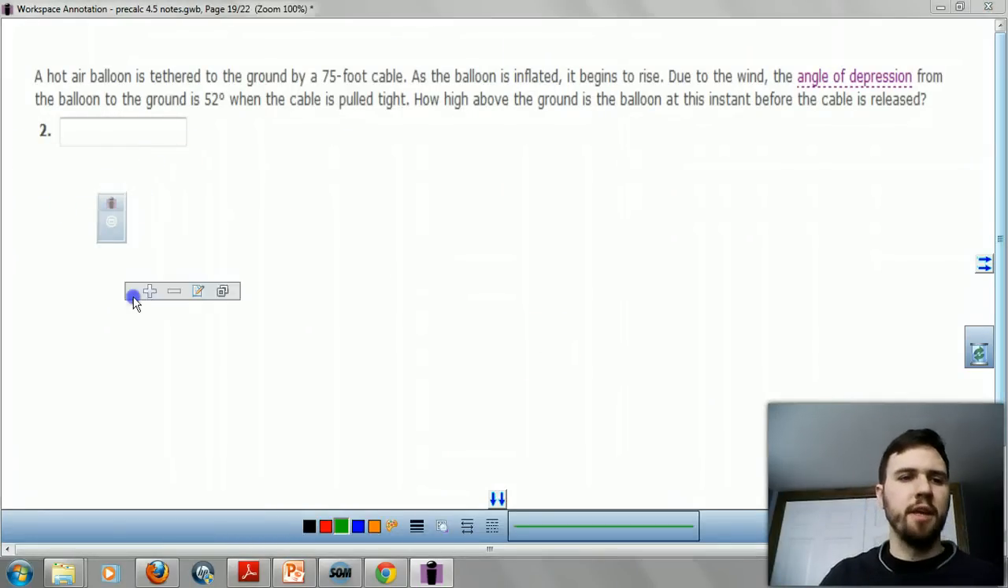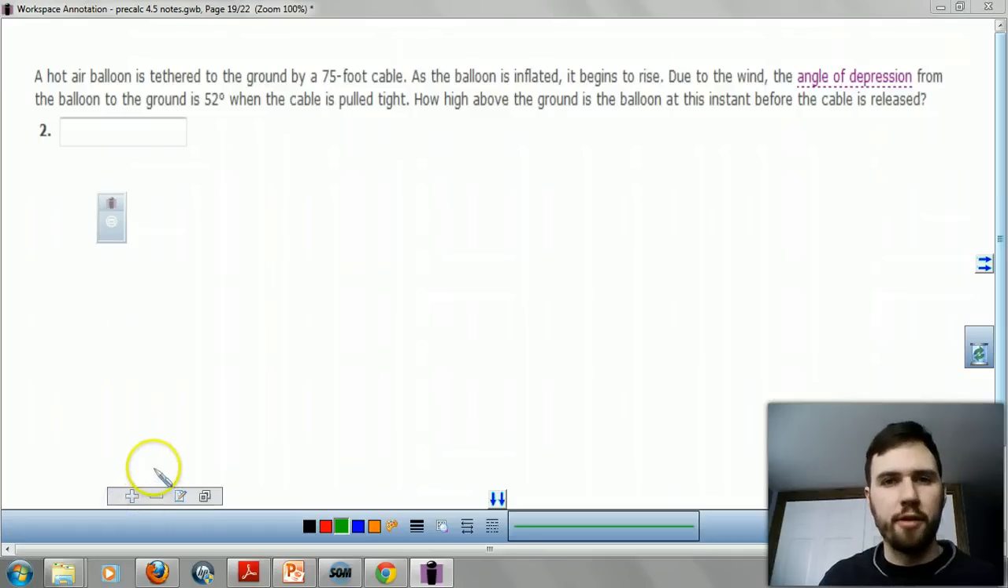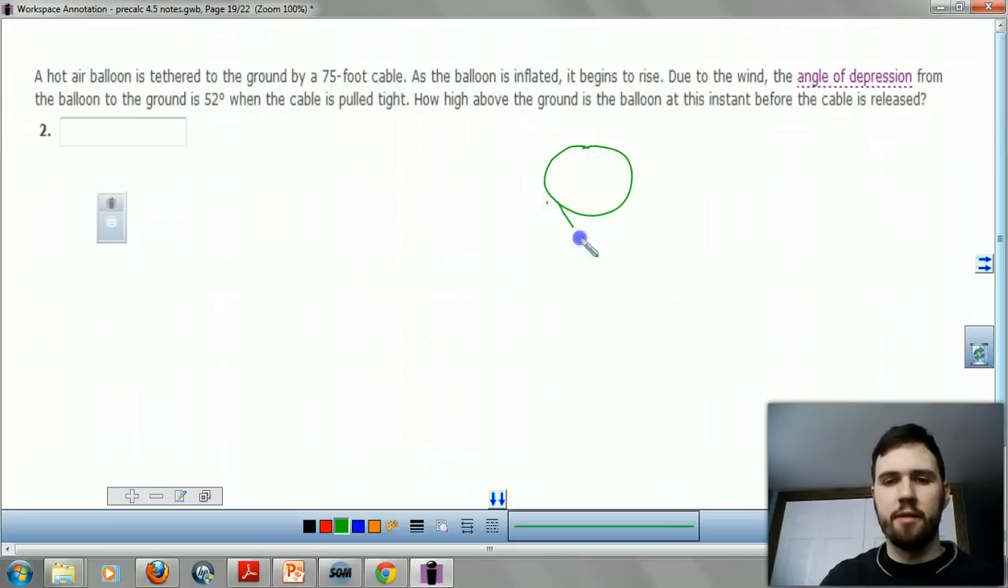Let's take another one. You have a hot air balloon. Because we all own a hot air balloon. It's tethered to the ground by a 75-foot cable. As the balloon is inflated, it begins to rise. Due to the wind, the angle of depression from the balloon to the ground is 52 degrees when the cable is pulled tight. How high above the ground is the balloon at the instant before the cable is released? I'd be depressed too if they're going to release the cable. I'm terrified of heights. So we have a hot air balloon, like the Wizard of Oz.